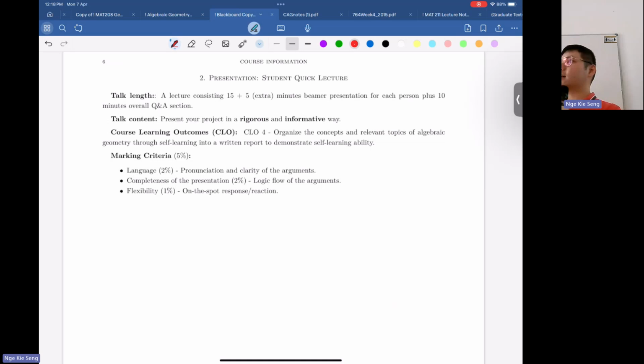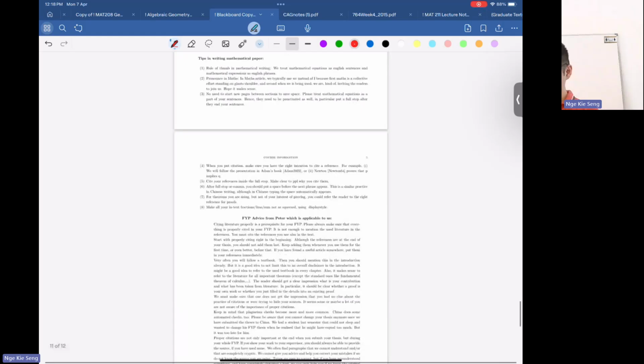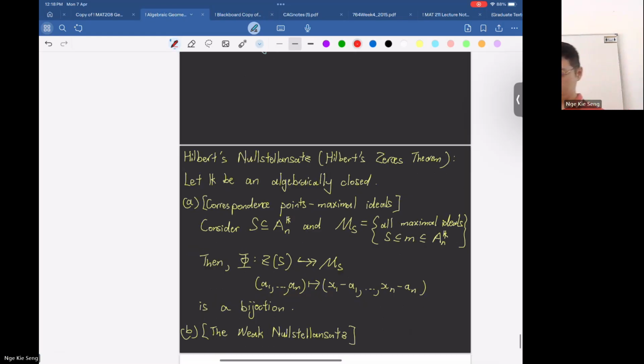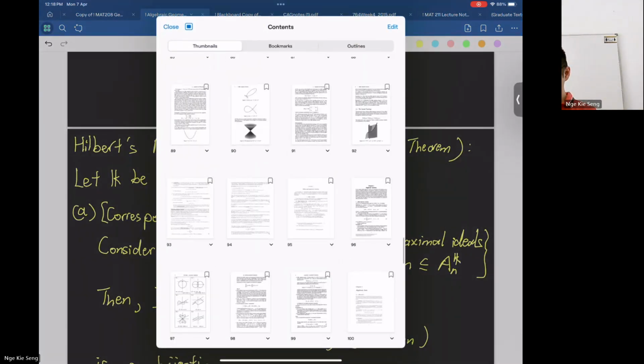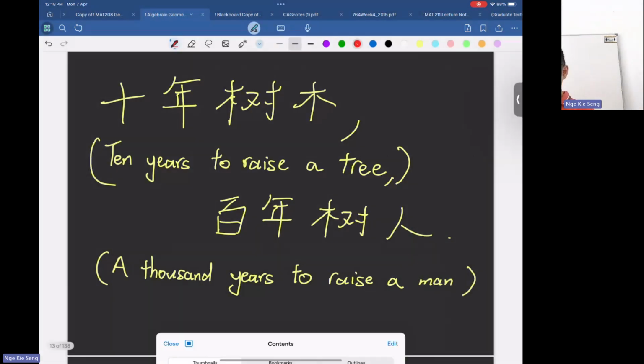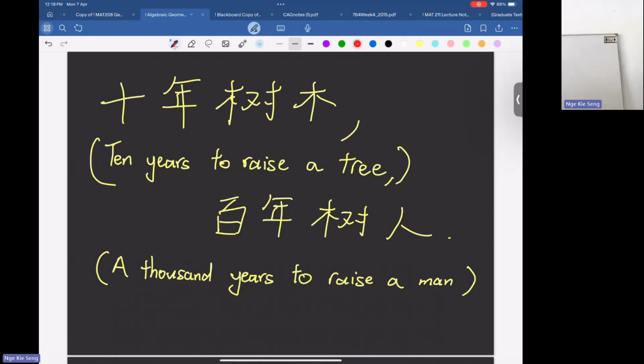So what's my education philosophy here? Let me tell you my education philosophy first. I'm a Chinese guy, that's why it's in Mandarin here. This is my Chinese education philosophy: 十年树木，百年树人. In English it says that you need 10 years to raise a tree, but you need 100 years to raise a person. Meaning, if you want to educate people well, you need a lot of effort.